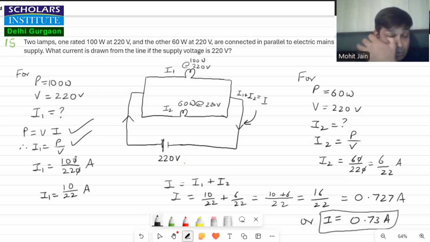There is one more alternative way to find this: we can find the resistance R1, resistance R2, and then we can use Ohm's law. Then we can use the formula for parallel resistances, and then we can find it, but this is an easier method, so we can do it by this method only. It's easier, a shorter method.